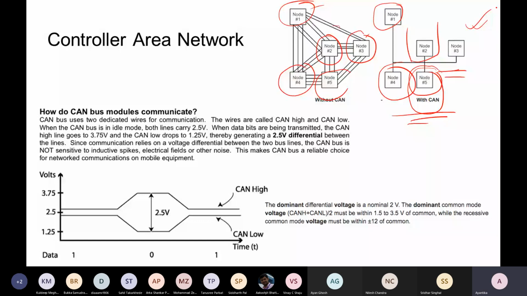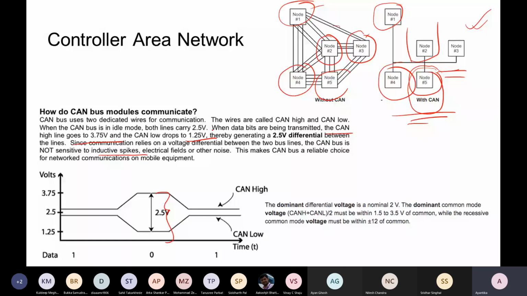This is one thing. Another interesting feature is that, mainly to reduce inductive spikes, to reduce errors, and to make your communication noise free and more reliable, CAN is very effective and uses some specific features. One feature is this one. For any communication, you are not sending only one particular voltage level. No. It is the difference between two voltage levels, that's why there are two lines: one is called CAN high and the other is called CAN low. The CAN high line goes to 3.75 and CAN low drops to 1.25. Based on this differential voltage, the CAN communication takes place.